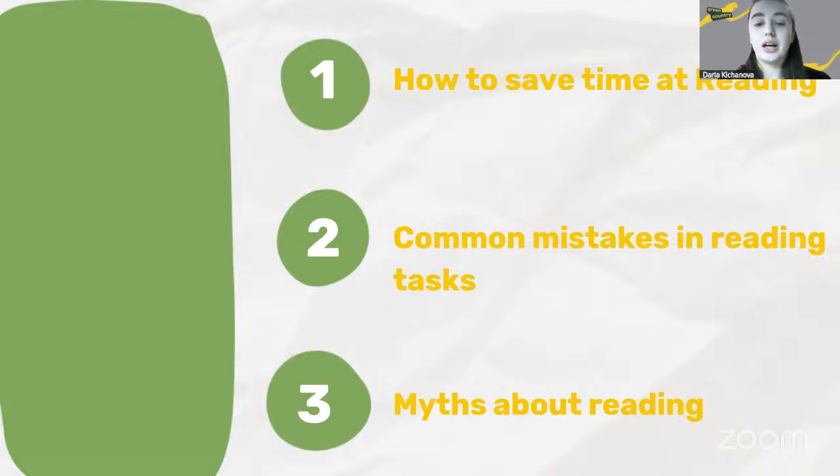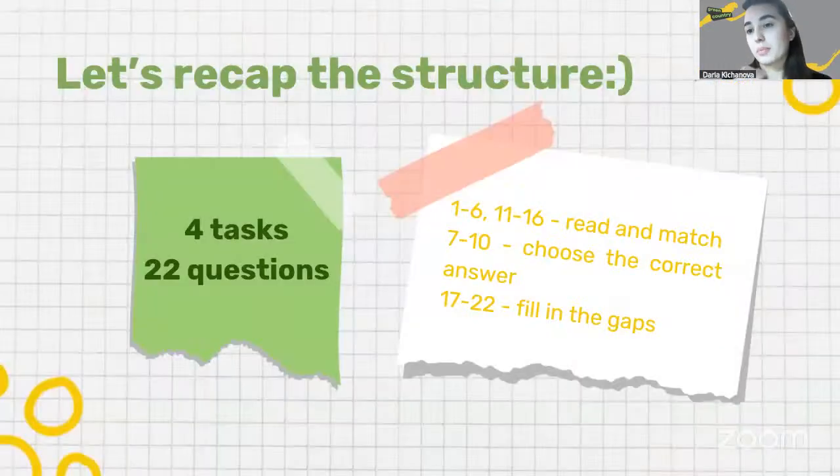So let's quickly recap the structure of reading. As I said, at NMT we have 6 tasks, but if we are talking about reading, there are 4 tasks and 22 questions. We talked about types of tasks, and hopefully we don't have to answer the questions ourselves. No, we have just clear tasks where we need to choose some correct answer.